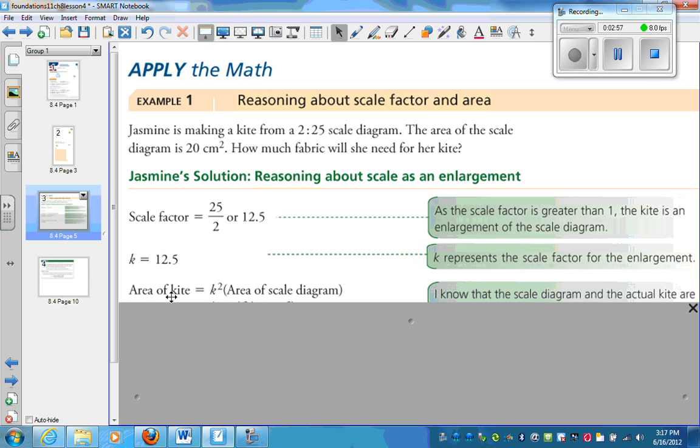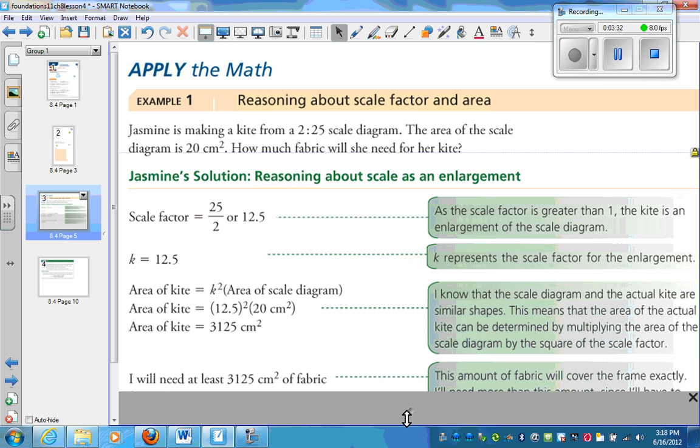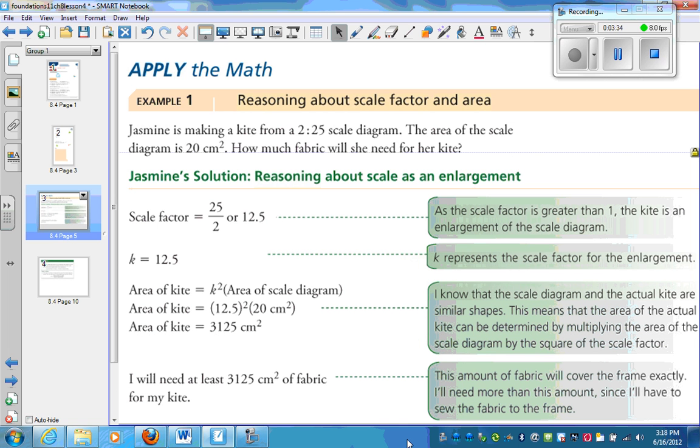So the area of the kite is equal to k squared times the area of the scale diagram. This is new. I take my scale factor and I square it, because area has squared units, like meters squared. The area of the kite, the bigger thing, is the scale factor squared times the area of the scale diagram. The scale diagram is 20, so I would just have to multiply it by 12.5 squared. And that's all there is to this section.